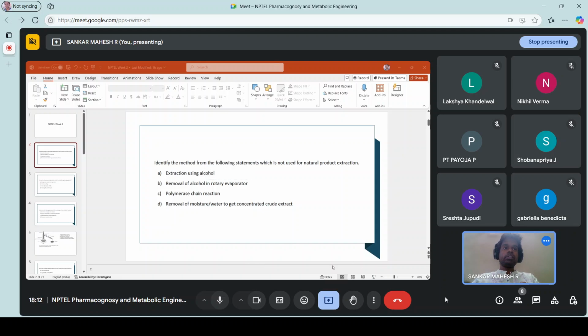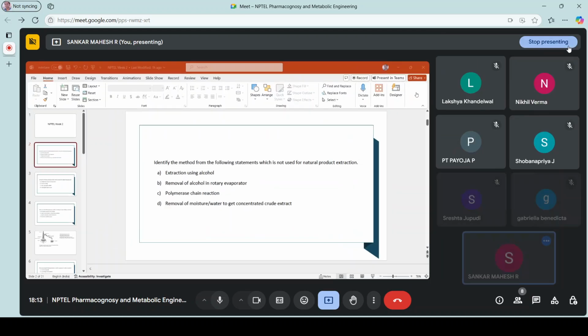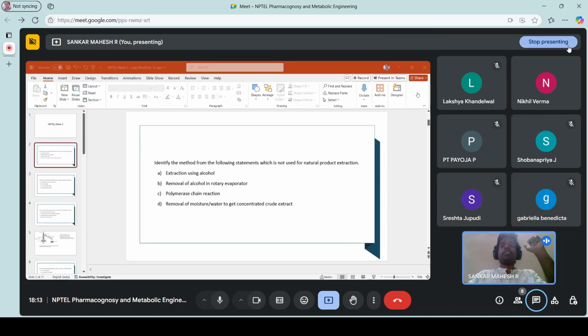Since Nikhil had typed the right answer, Nikhil, you can unmute. Can you unmute? Yes, sir. Okay. So you can choose one option and you can tell why that option is incorrect.